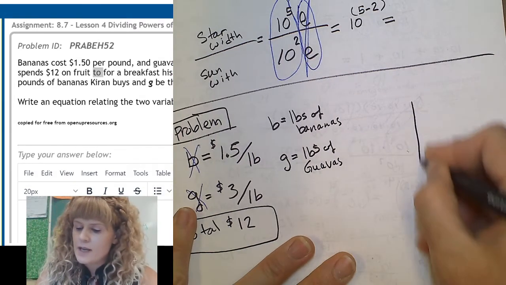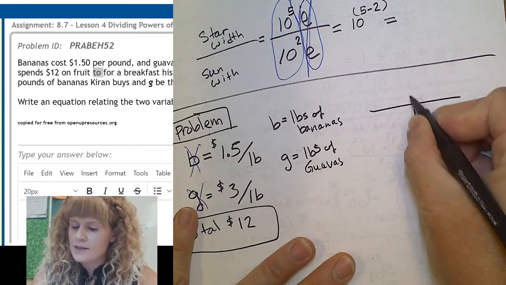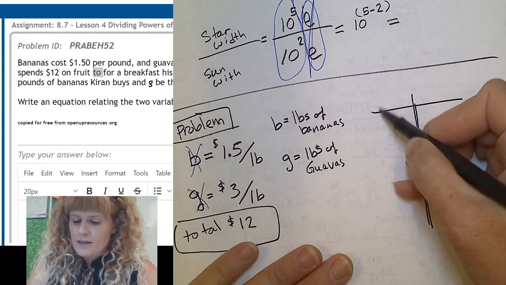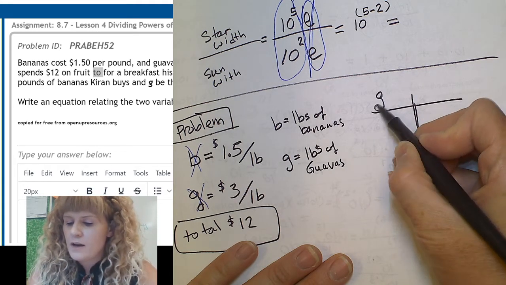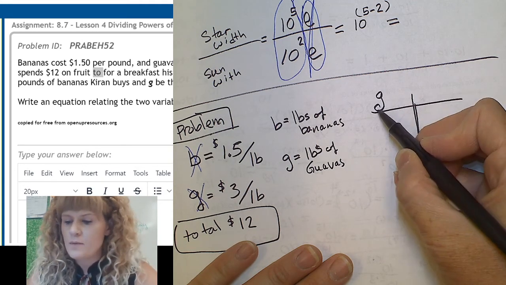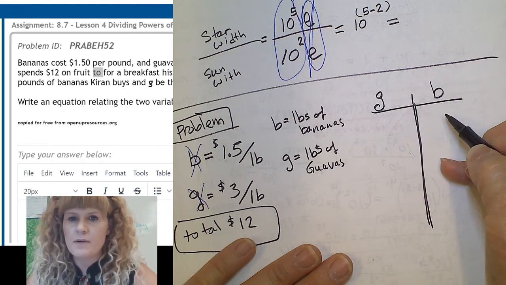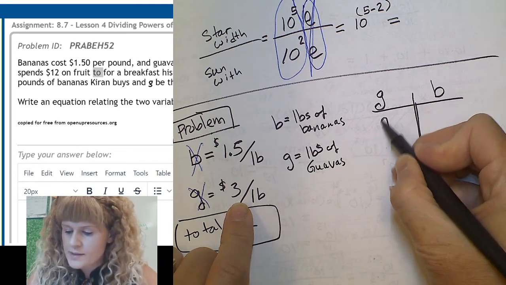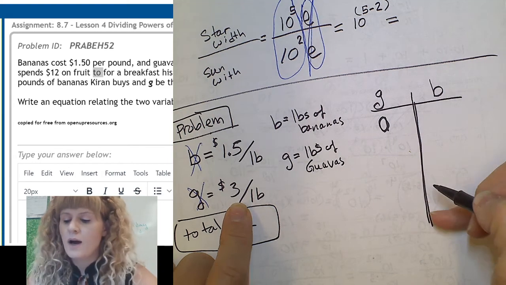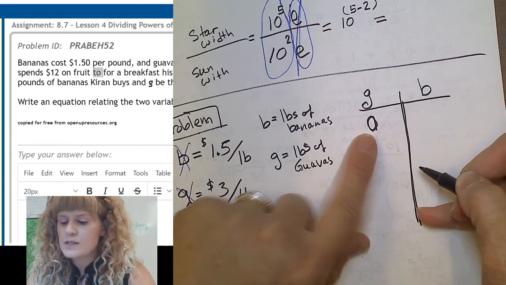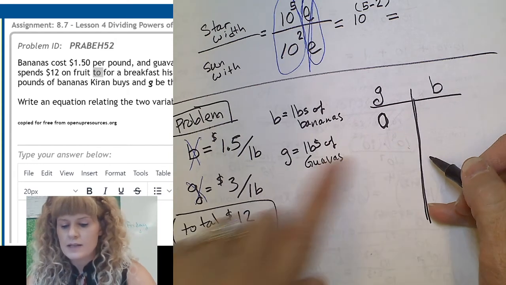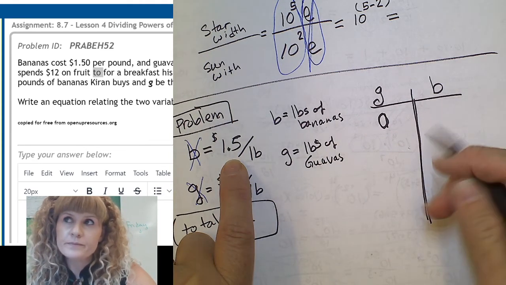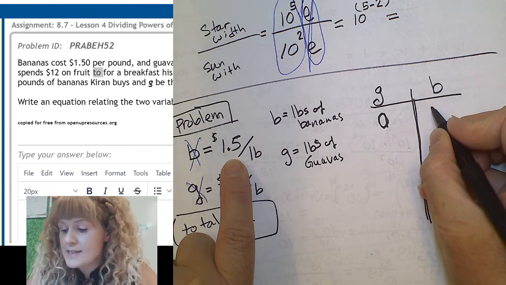I'm going to make a little table right here, and I know you don't want that because you hated it when I did it a lot in Unit 3, but let's just do it again. Come on, guys, this is fun. On the left is going to be the number of guavas, and on the right is going to be the number of bananas. If Kieran buys 0 pounds of guava, then Kieran has $12 to spend on bananas. If bananas are $1.50 per pound, that would mean he could buy 6 pounds.